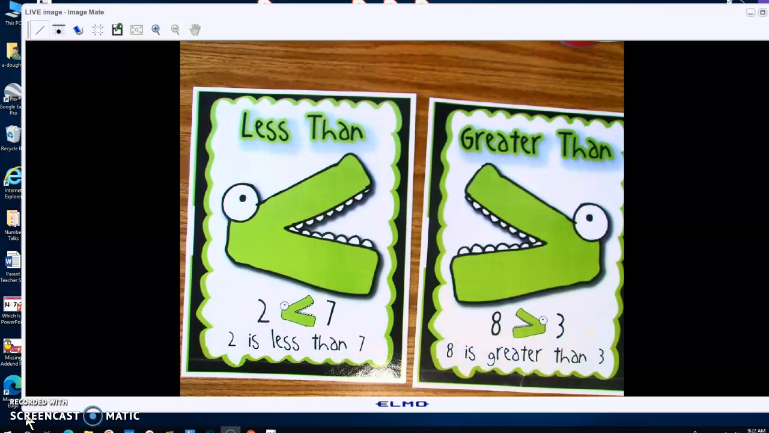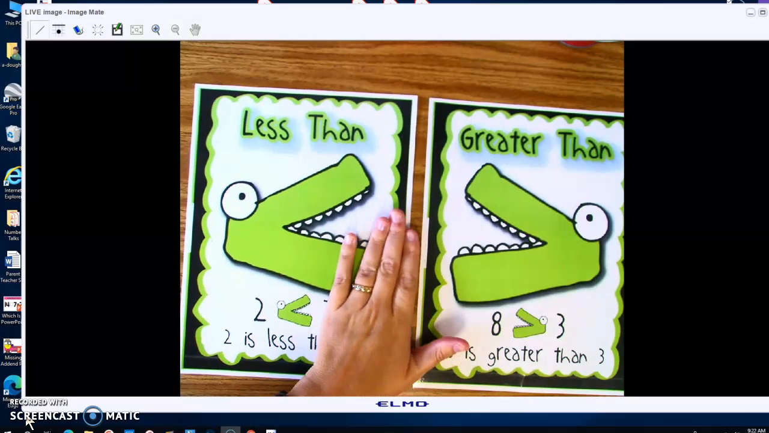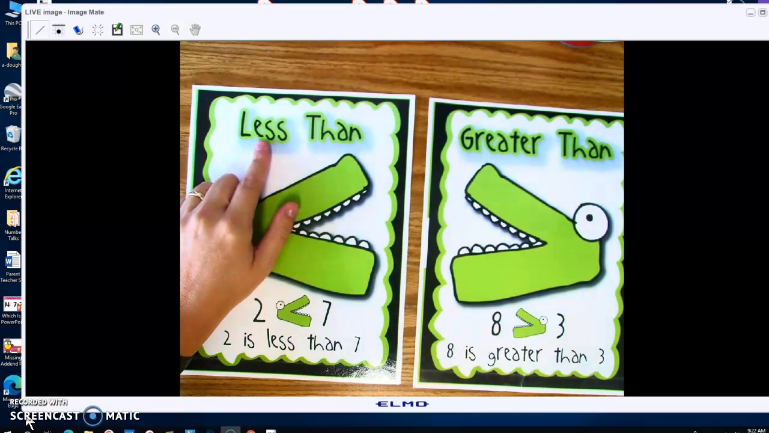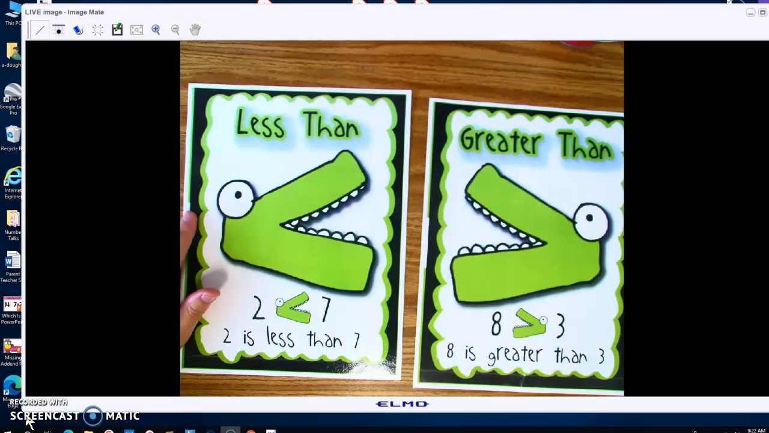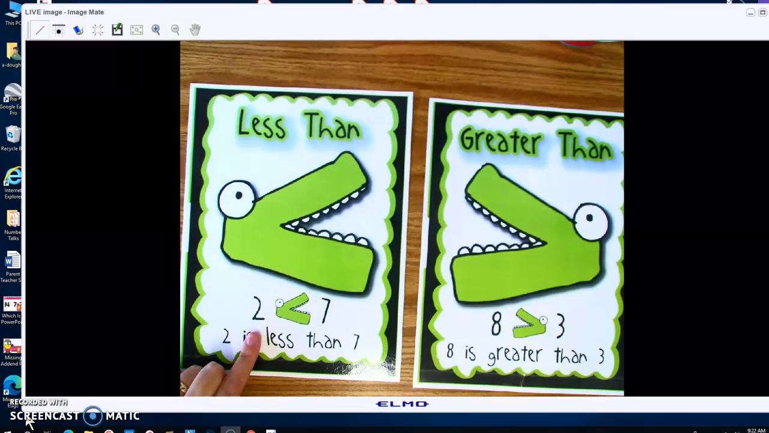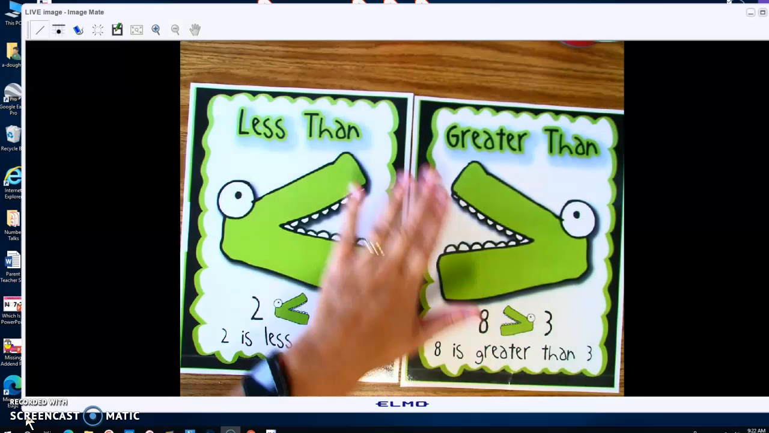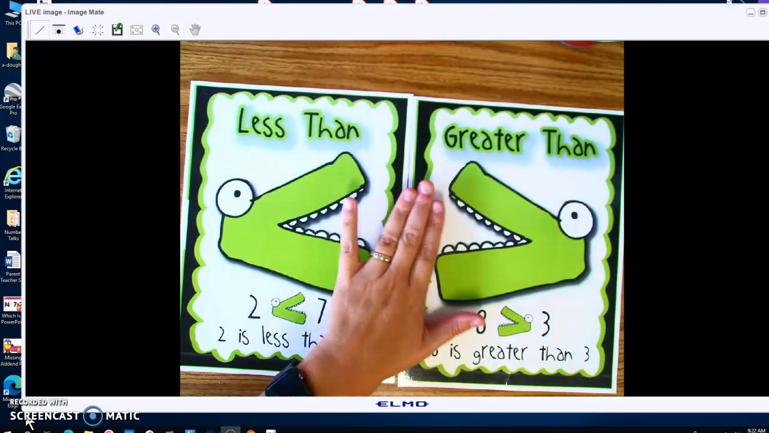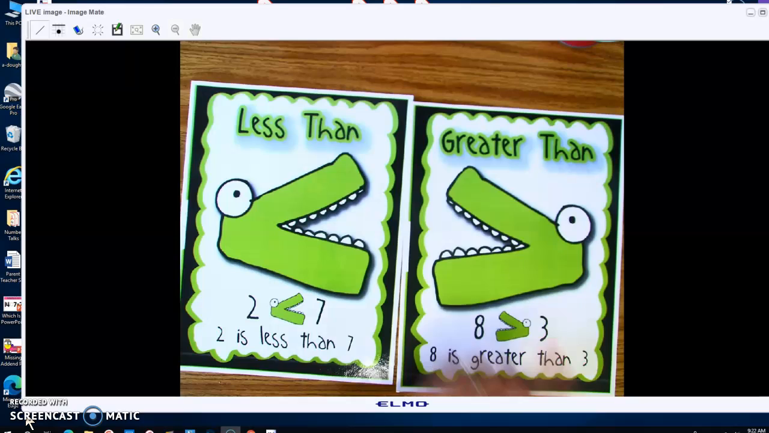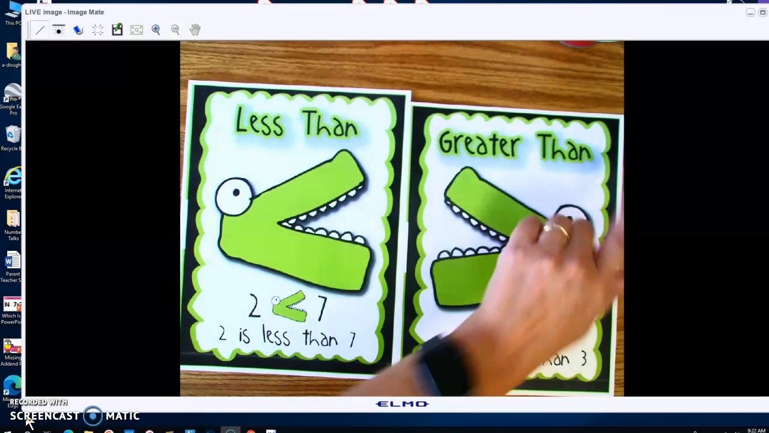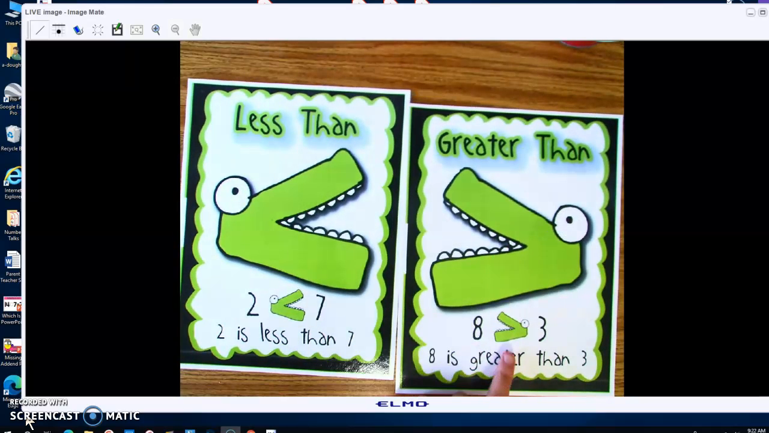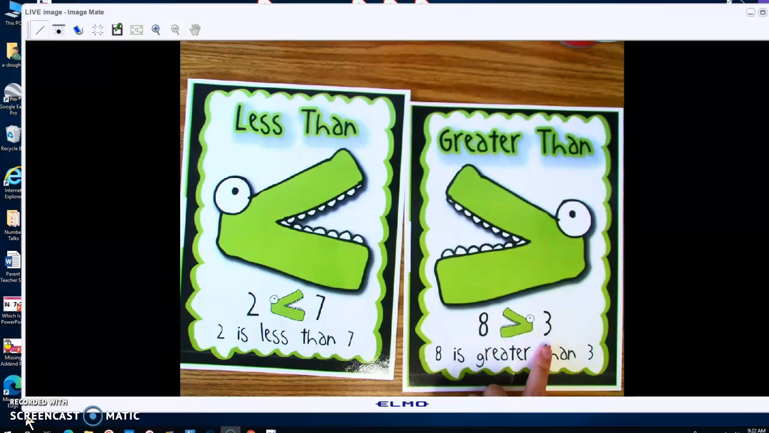So I always say the alligator's hungry, so he's going to eat the bigger number. So if he's eating the number over here, then we say less than, because the smaller number is on this side. 2 is less than 7. If the bigger number is on this side, then the bigger number is first. We say greater than. 8 is greater than 3.